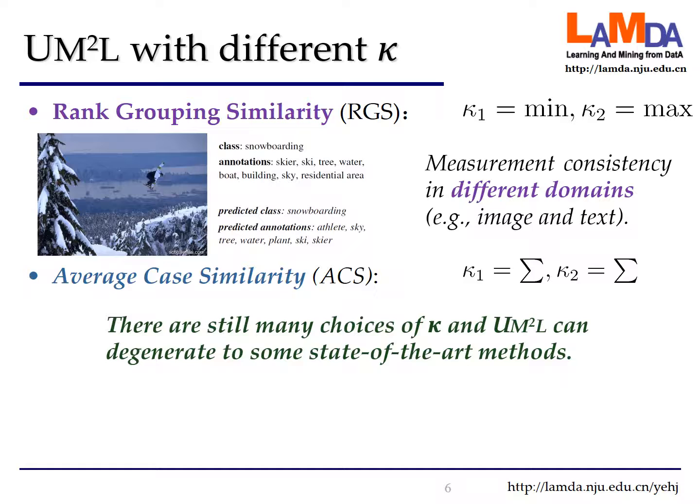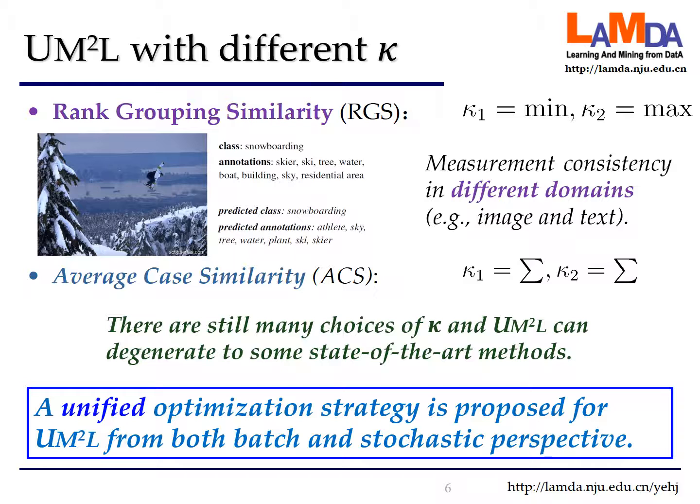More kappas can be used, such as the average one or the indicator, in which case UM2L can degenerate to some existing multi-metric learners. The most important thing is that we have a unified optimization strategy for different choices of kappa. This is also another reason our approach is called a unified one.